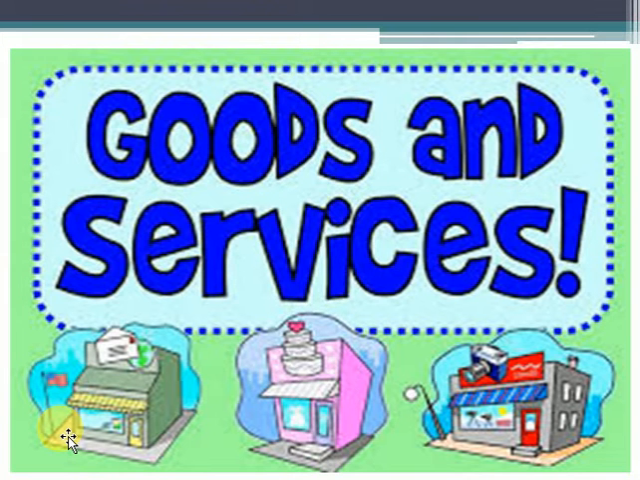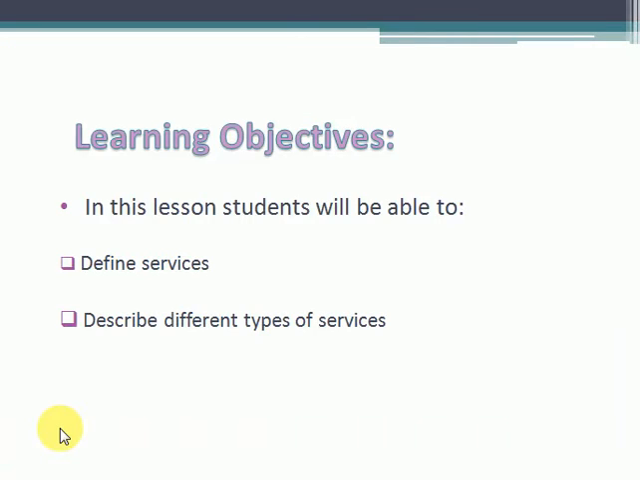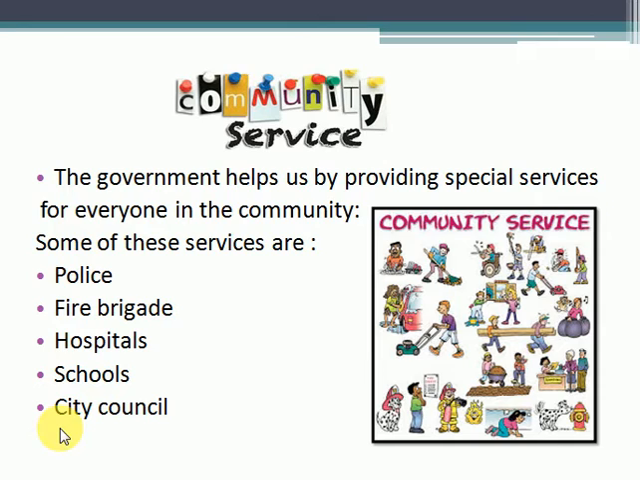In the previous lecture, you have learned about goods and services. In this lecture, students will be able to define services and also describe the different types of services provided by the government. There are some special services provided by the government for everyone in the community, and these are police, fire brigade, hospitals, schools and city council.